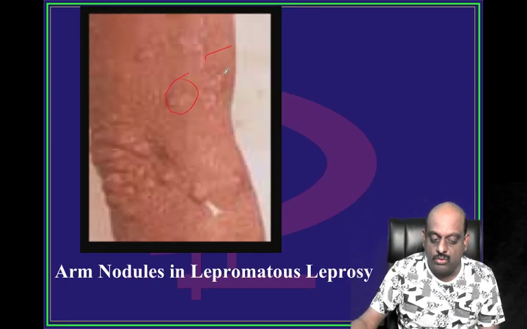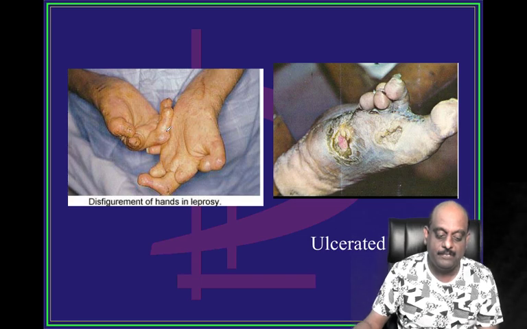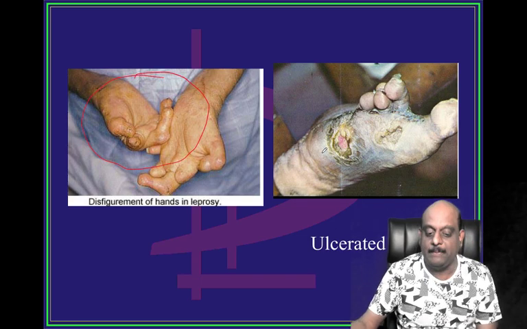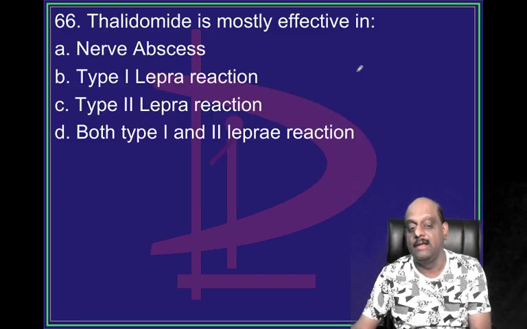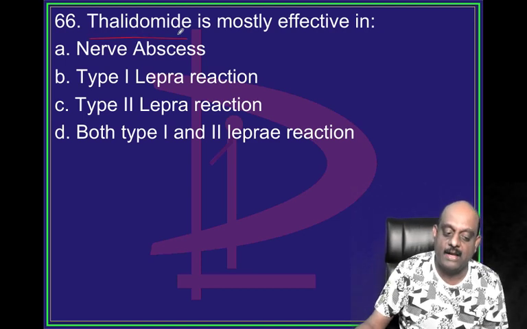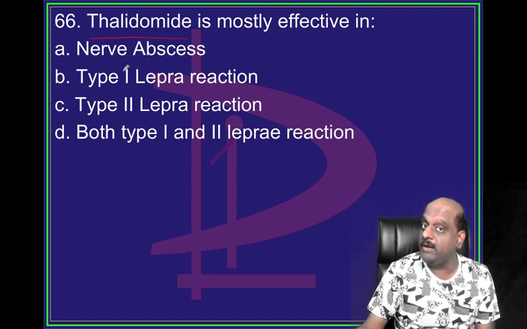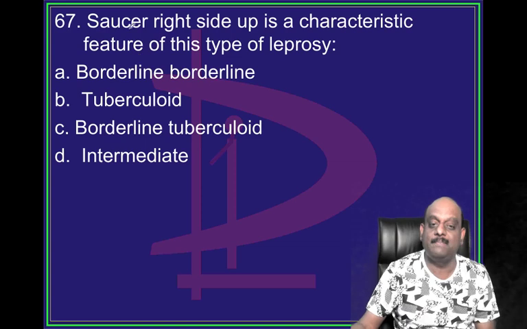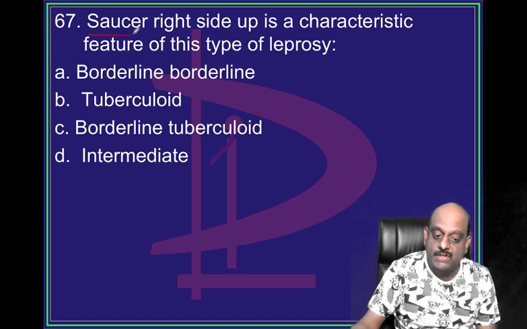Now, this is the saddle nose deformity. These are the nodules in lepromatous leprosy. This is the disfigurement in leprosy. This is the ulcerated foot, etc., etc. Now, thalidomide, where is it effective? Type 2 lepra reaction.